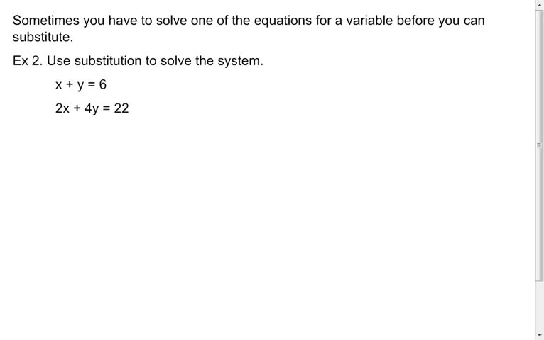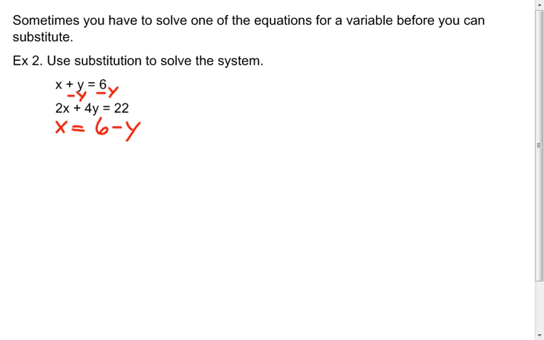But on this top equation, it would be easy for me to get either x or y by itself. It doesn't matter which one I solve for. I can get the x by itself or the y by itself. I just have to pick one of them. I'm going to get the x by itself. So I'm going to subtract y from both sides, and I get x equals 6 minus y.